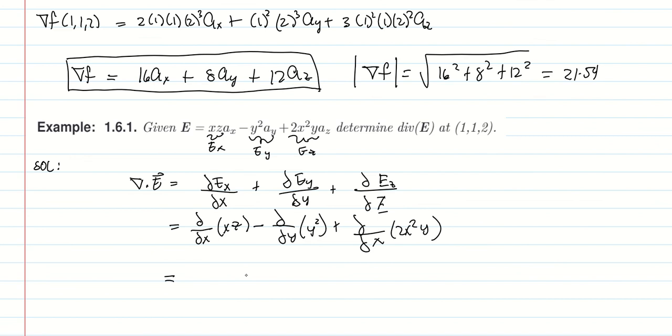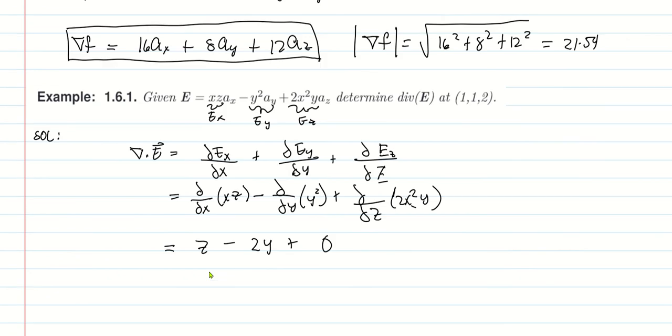And let's do the partial derivatives. Here, z is constant. The partial derivative of x is 1, so the answer is z. Here we have y squared, so the derivative is just 2 times y. Then plus, for this one, this should be with respect to z, and I don't see z in this component. So this whole thing is just a constant, and the derivative of a constant is equal to 0. So we have z minus 2y.